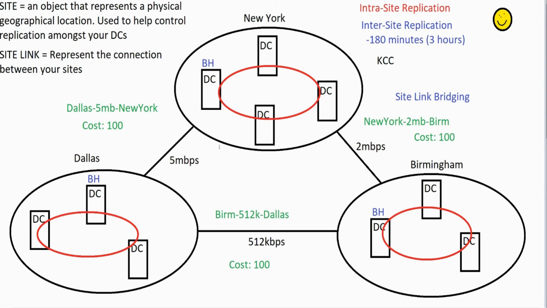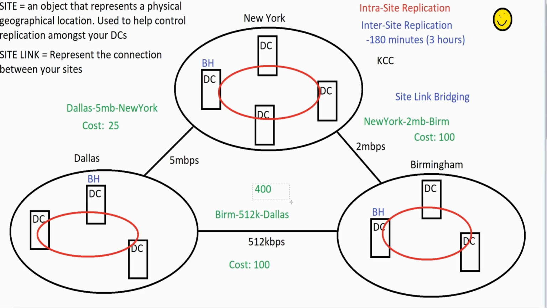The rule of thumb generally with cost is you can make the number whatever you want, but you want the faster connection to have a lower cost number. So we're going to set the first one here, the 5 megabit per second, to 25. Now, I can change it to what I want. This is just one way to do it. We'll set the 2 megabit to, well, we'll just leave it at 100. And then we'll set the 512K to 400.